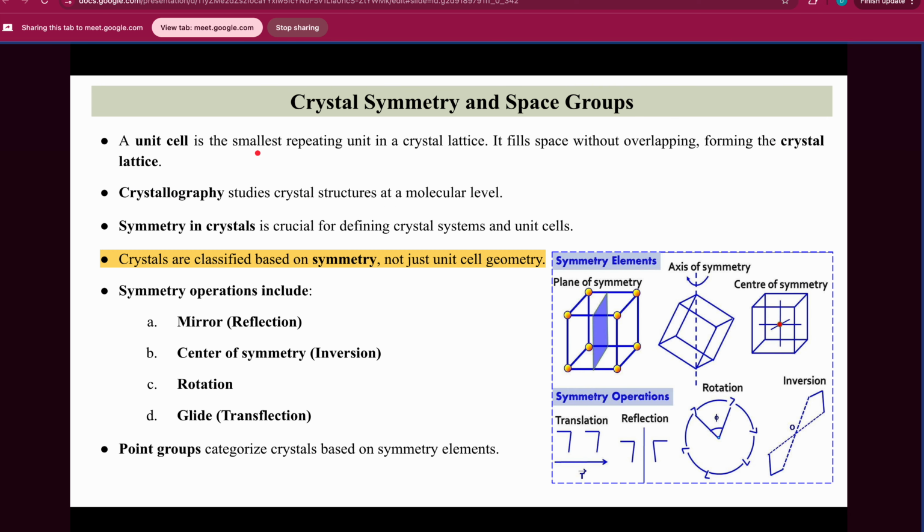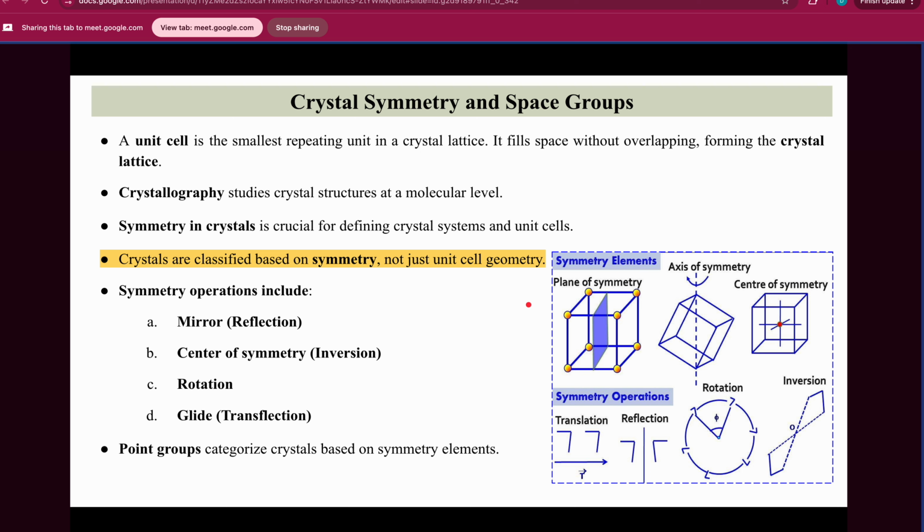Okay, so as we have discussed, the unit cell is the smallest unit, and it combines together to form the crystal lattice. In crystallography, we look at these crystal structures at molecular levels, and symmetry in crystals is important to define the crystal systems and unit cells so that we do not have to repeat certain operations. If we know that these two units are exactly identical, then instead of rotating at redundant angles, we know which angles can generate diversity. So we will only rotate our crystal at that particular angle. Crystals are classified based on symmetry and not just unit geometry.